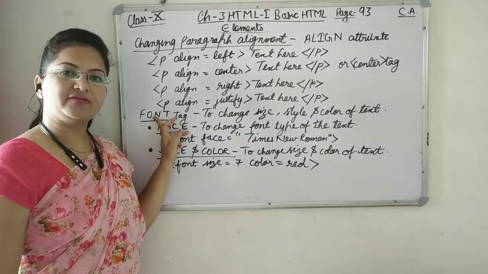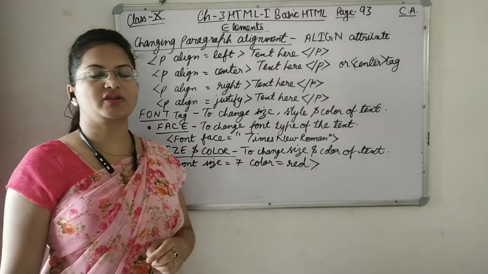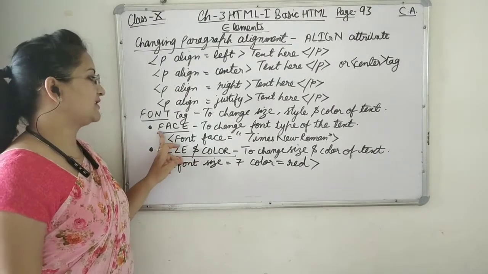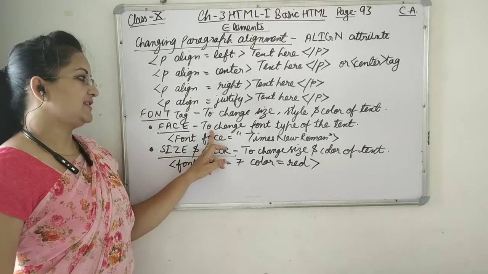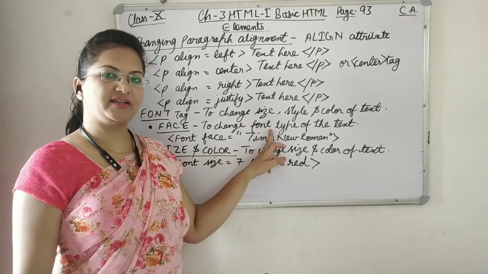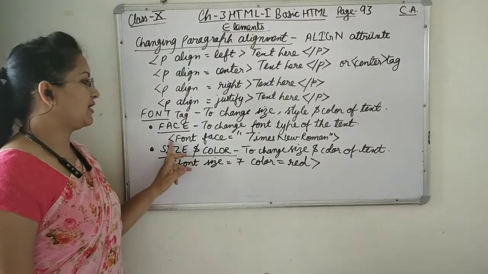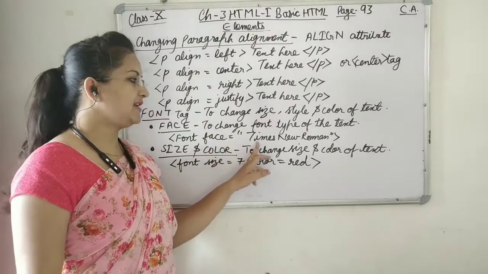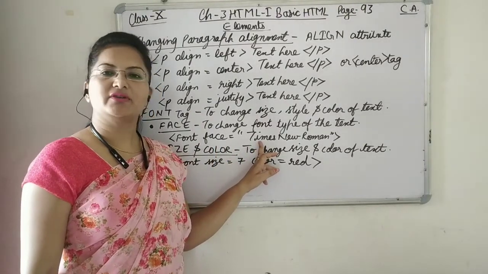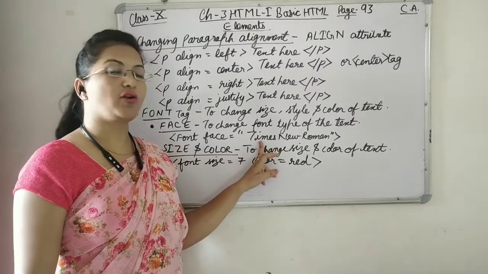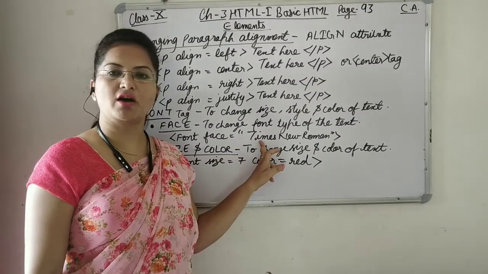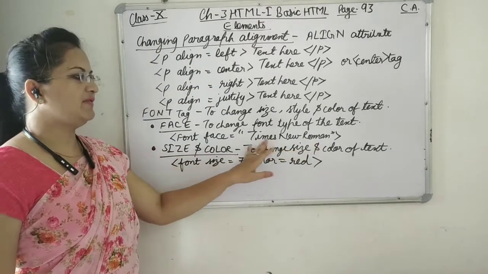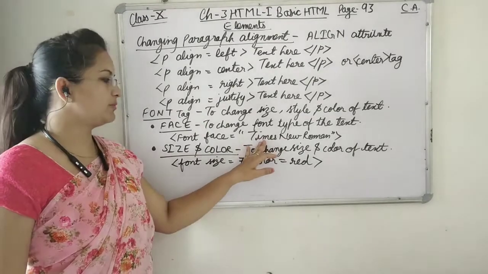Now the next type of tag is the font tag. Students, the font tag is actually used to change the size, color and the style of the text. First of all, there is the face attribute. The face attribute is to change the font type of the text, meaning the style of the text. How to write it? Write the font tag, then a space, write face, and here you have to write the value. You can write any font like Times New Roman, Arial, Calibri, Verdana, Tahoma, Monotype Corsiva, MS Sans Serif, etc. There are so many fonts you can write, the fonts which are available in your computer.